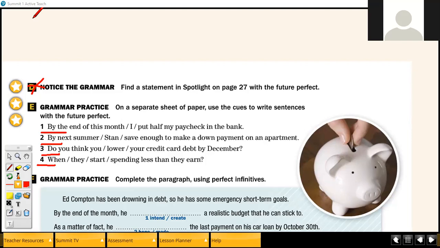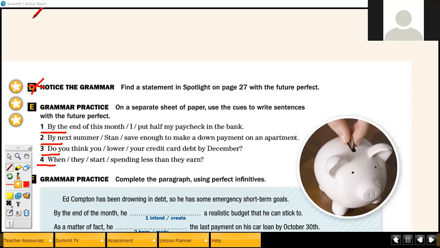Okay. Y la 3 es la que tenía yo duda. Do you think you will have lowered your credit card debt by December? Yep, that is correct. Very good. Es que no sé por qué me confundí en eso. Do you think you will have?